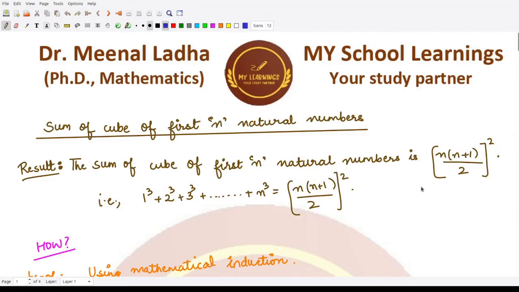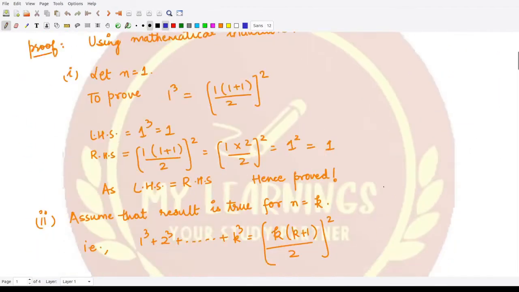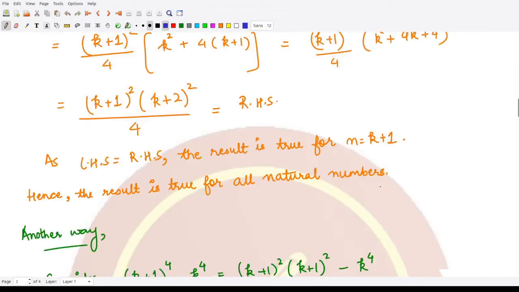In the previous video we saw that we can prove this result using the principle of mathematical induction. Now let's see another way by which we can prove this result. So let's have a quick look at the proof.